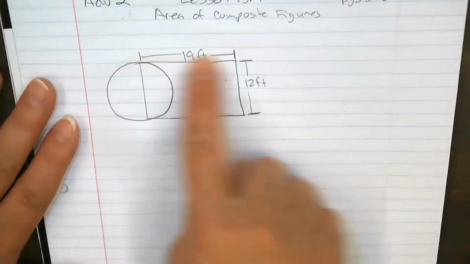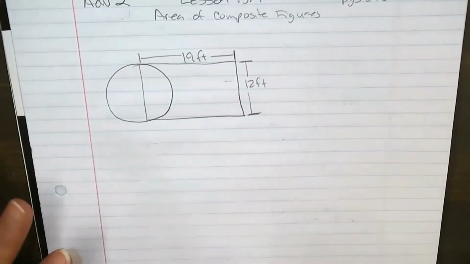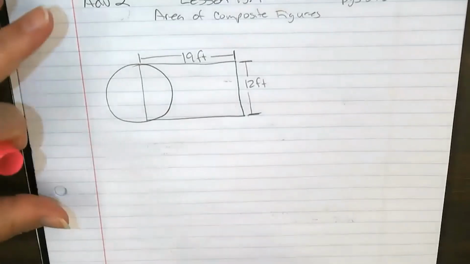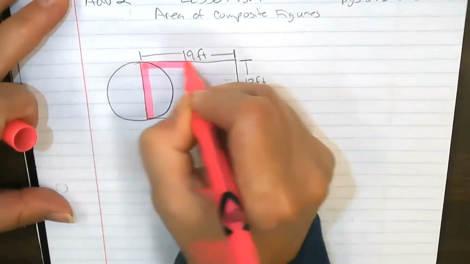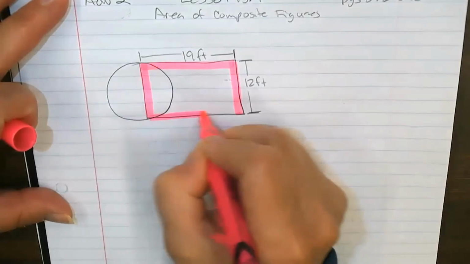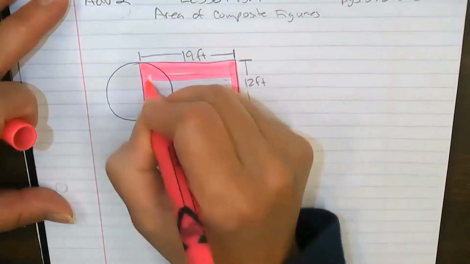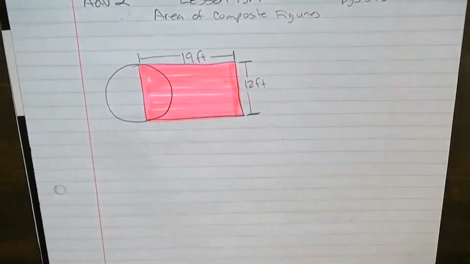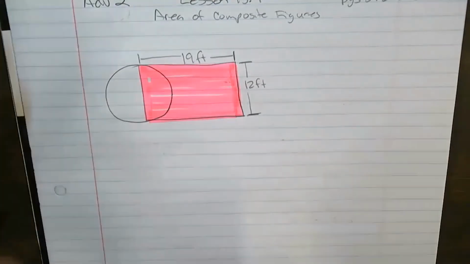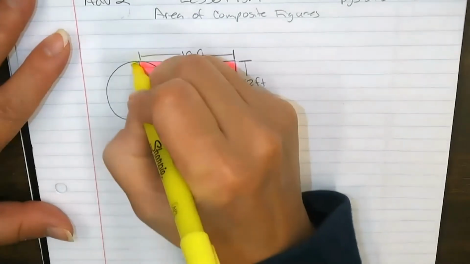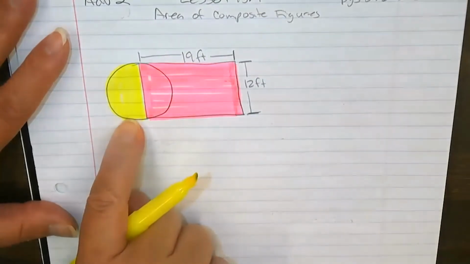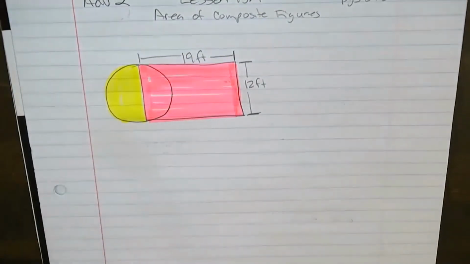I have a circle and a rectangle that overlap. So I need to break this down into 2 shapes. Well, the first shape I see is a rectangle. I think rectangles are easy to work with because it's length times width. So this is the first shape that I see, my rectangle. Then the part that's not shaded is a semicircle, a half circle. So I have my 2 shapes. I have a semicircle and I have a rectangle.